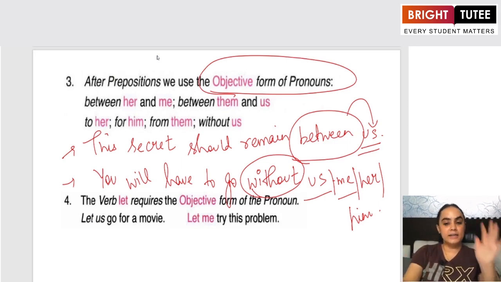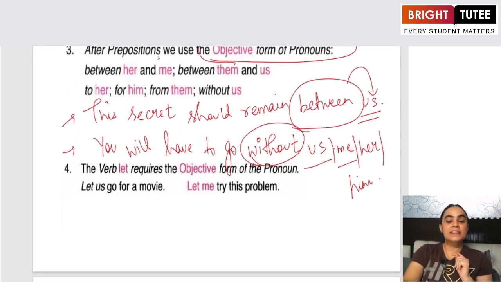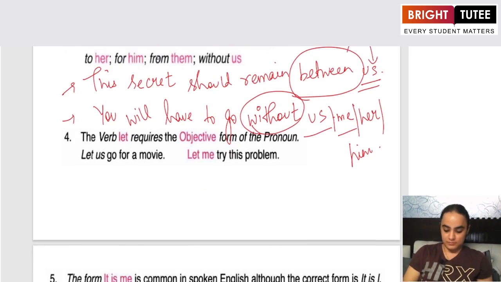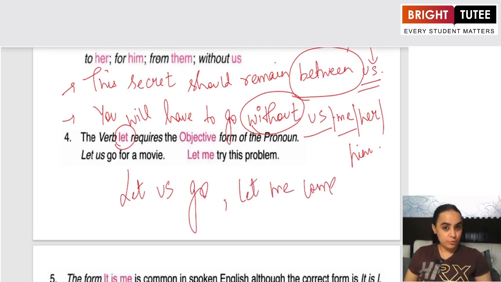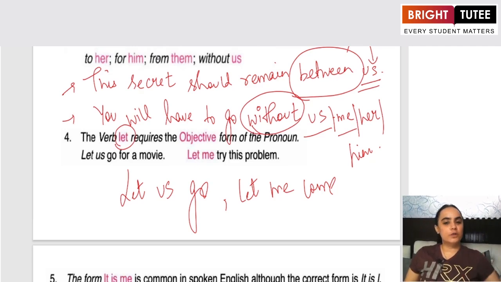Now, there are cases. First, we've understood that at times there is a pronoun after the preposition. At times, there are verbs, the verb let, which requires the objective form of the pronoun. Let us, let me. You have heard of these sentences? Let us go. Let me come. Let me help you. Let us try this problem. Let us try to find a solution to it. Let me help you. Let me come over to your place, and so on and so forth.